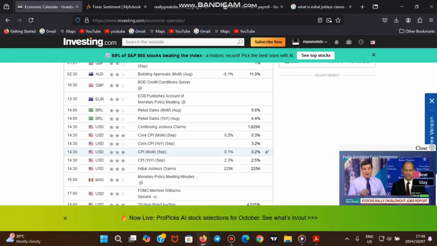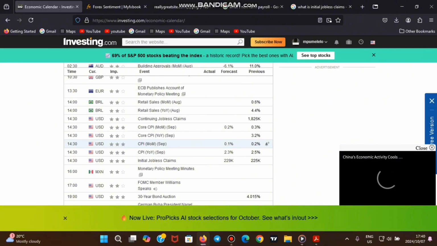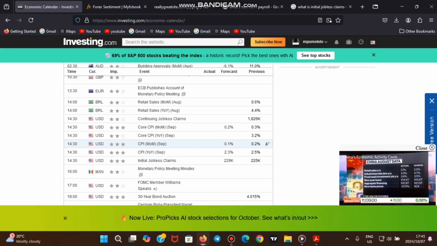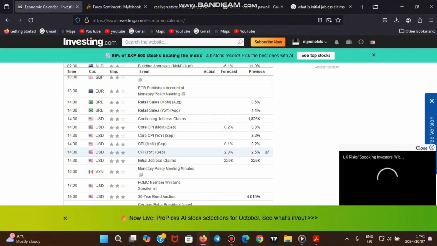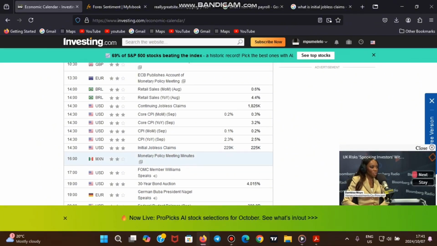Then you go to CPI monthly, with 0.2 on the previous and 0.1 on the forecast. What does that tell us? It tells us that it's an interest rate cut, so it's another confirmation. Then we look at the CPI yearly, previous 2.5, forecast 2.3, interest rate cut. In short, jobless claim is a K event. We won't focus much on it because they don't give much impact. K events have small or no impact.